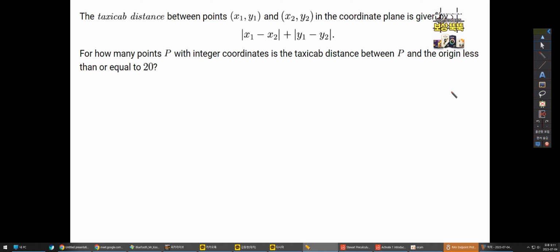So let's say P's coordinates are x and y, and because the origin's coordinates are 0 and 0, the taxicab distance is the sum of the absolute values of x and y. That's less than or equal to 20. I think I can make the graph by hand, but let's use Desmos for better visualization. Let's make the graph of this using Desmos.